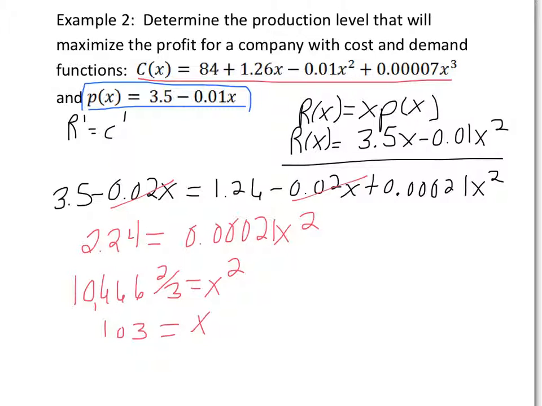And remember, we're producing an item, so it would make sense to have whole items produced. So it's okay to round it to the nearest whole number in this case. Now, depending on what type of business calculus you're in, you may take it out a few decimal spots. But for our purposes, whole number items is fine. So we know that at 103, that is our production level that will maximize our profit.